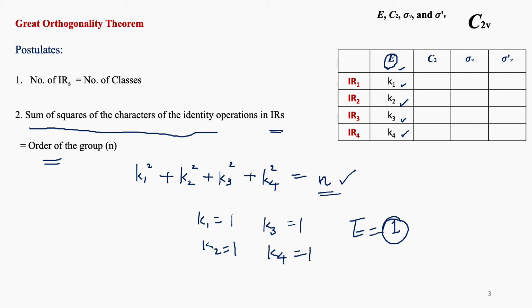So we have the answer for n, that is equal to 1 square plus 1 square plus 1 square plus 1 square, that is equal to 4. So in this case the order will be equal to 4.